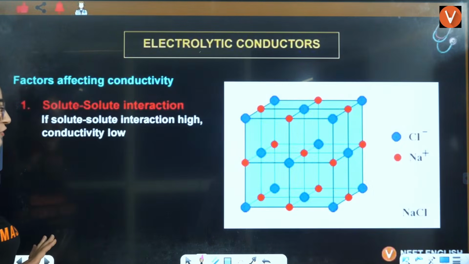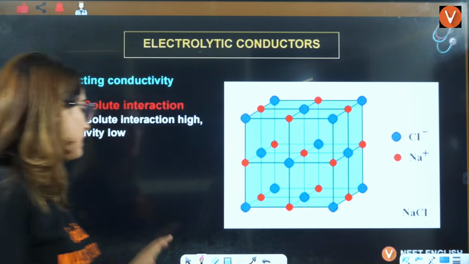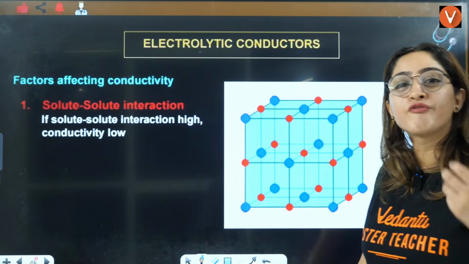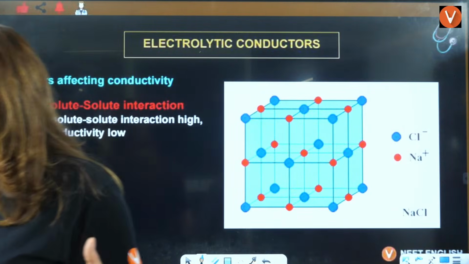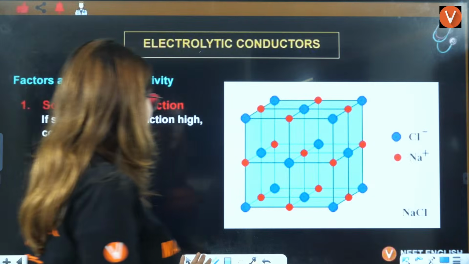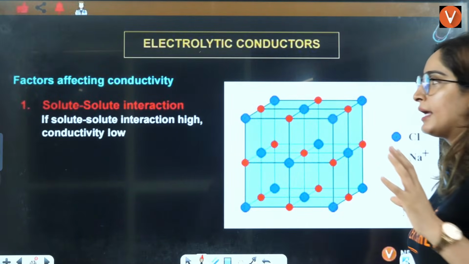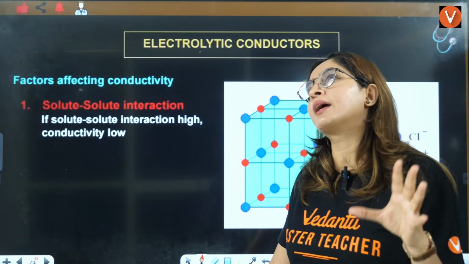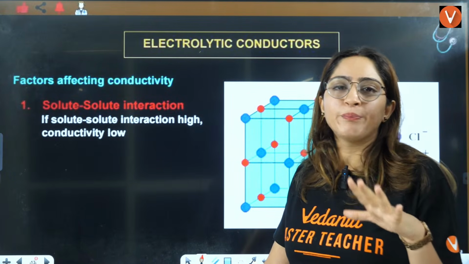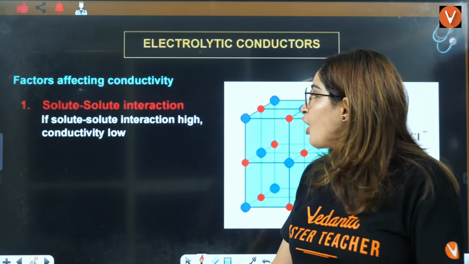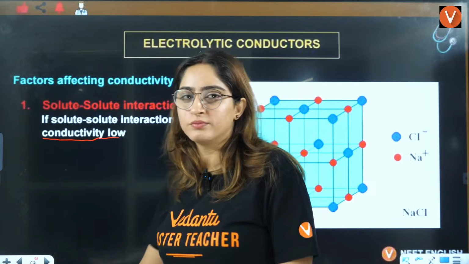Yes, everybody? Now, the next point is to discuss the factors that are affecting this. Right, everyone? So the factors affecting this: if you talk about solute, two solutes. If the interaction is high, you can think about it like this: when two people, you and your best friend, are talking to each other in the class, your conductivity will be very low.